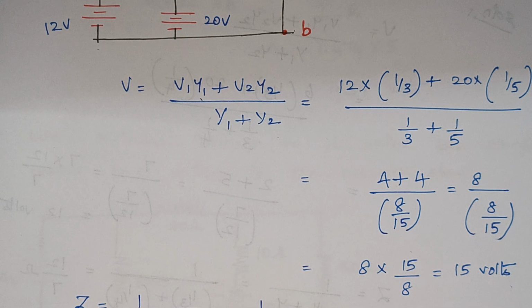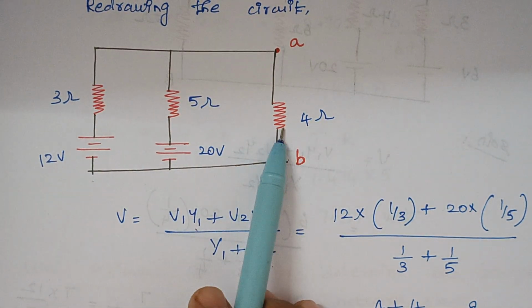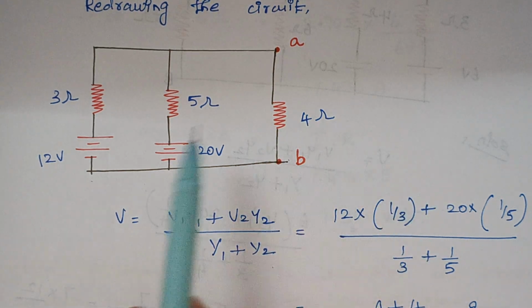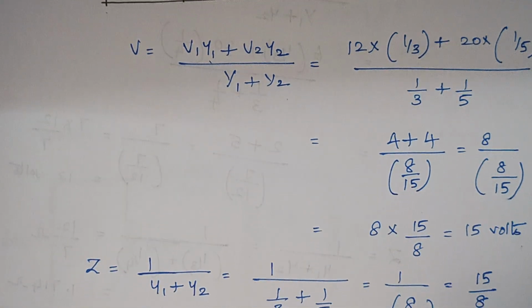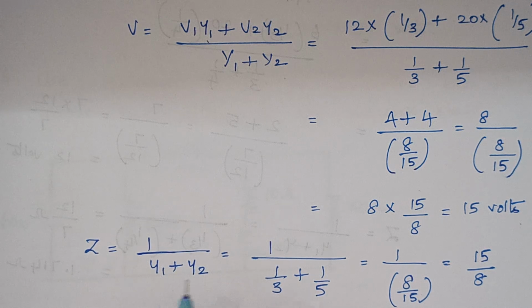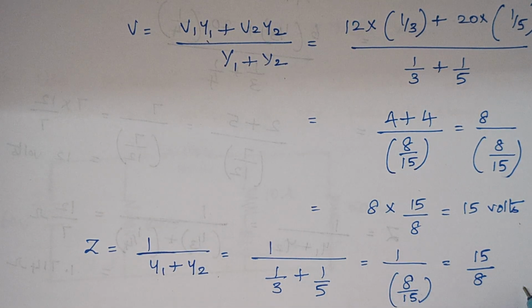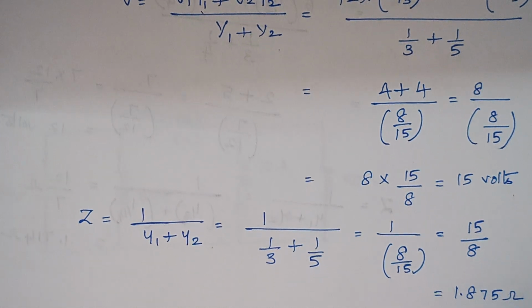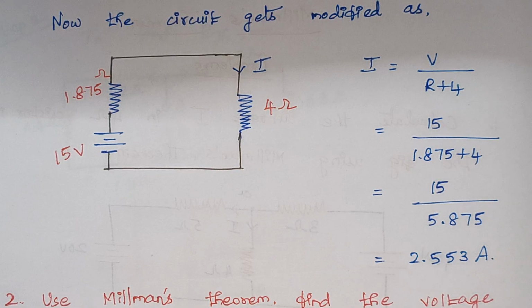Next we move on to the value of impedance. While calculating impedance, you should never consider this 4 ohm. You have to consider only this 3 and 5. The formula is Z equals 1 by (Y1 + Y2). We know the value of Y1 and Y2, so just substitute them, and the answer is 1.875 ohms.